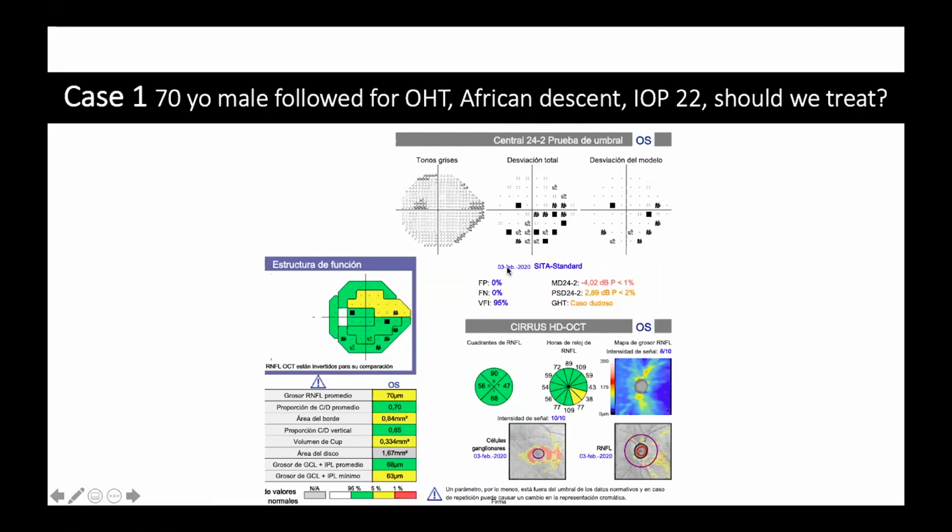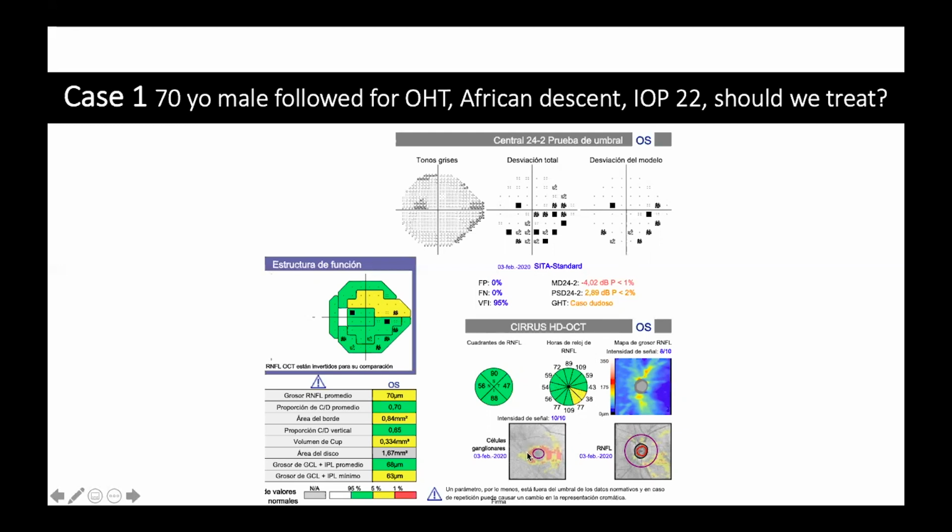And actually in the field, we see some inferior defects that here in the pattern deviation could be almost like an incomplete arcuate defect, but very mild. But it all makes sense. If you take a look at the disc, here we can see an inferior borderline situation, which will match with this superior zone that is also here and here.